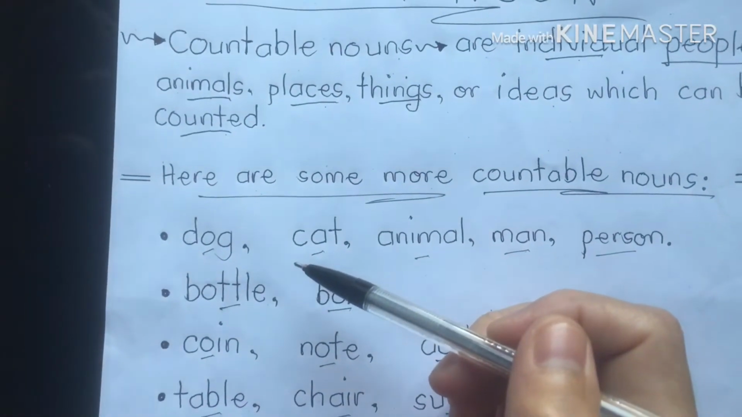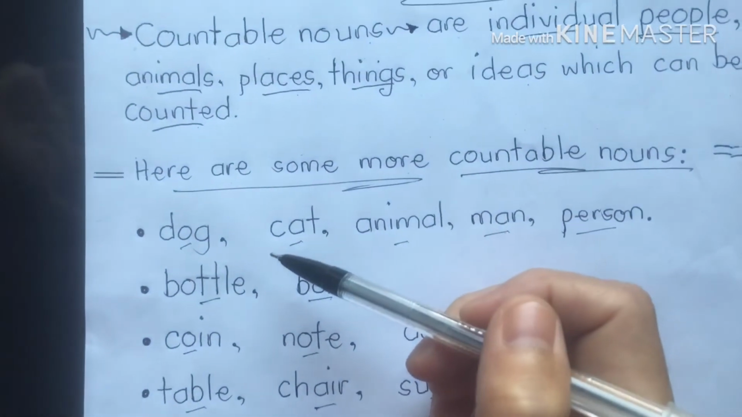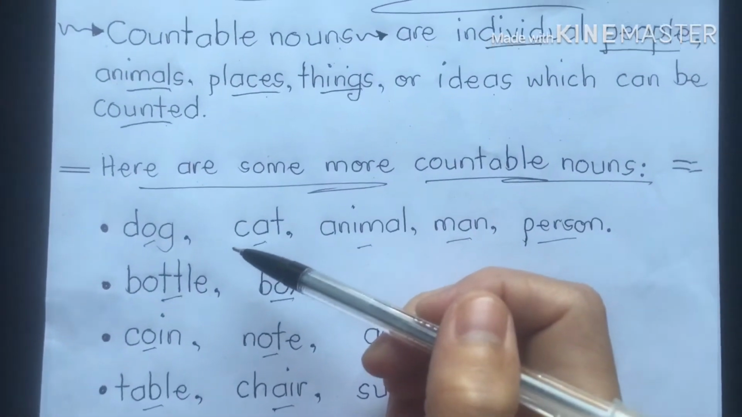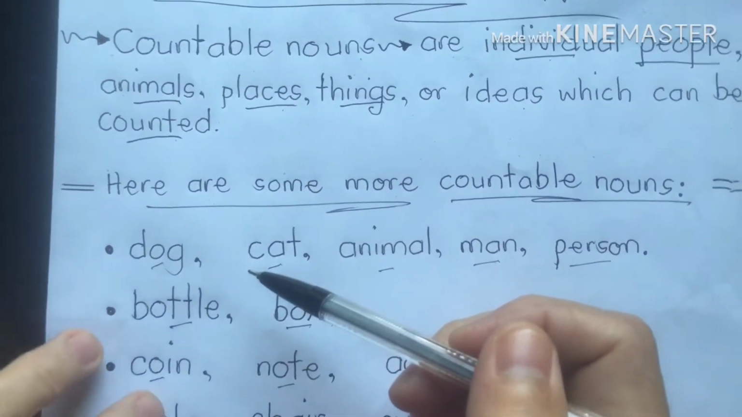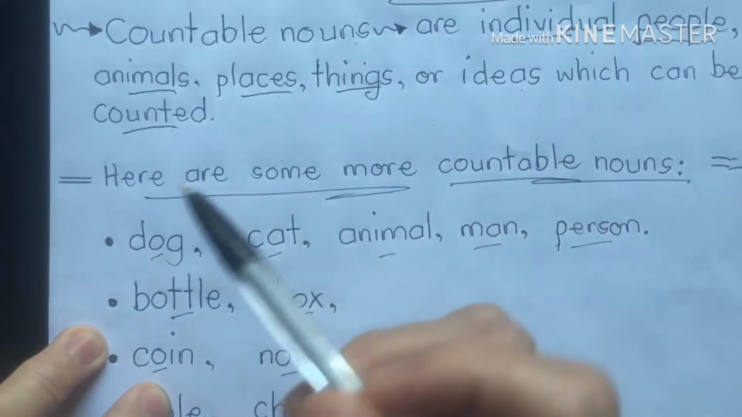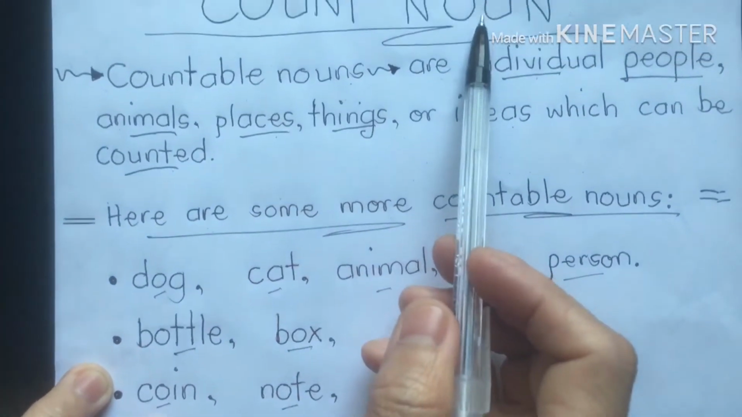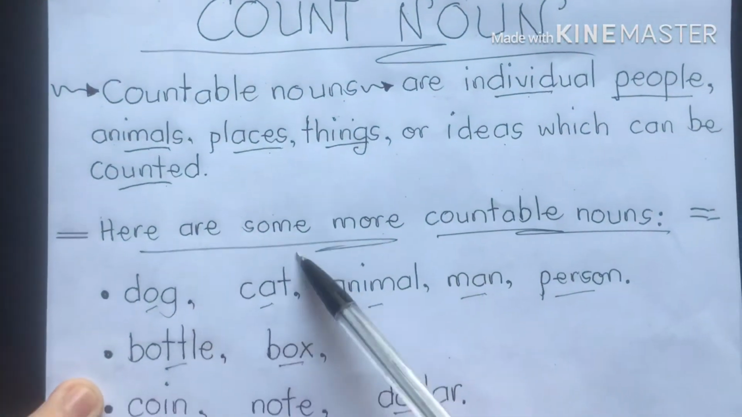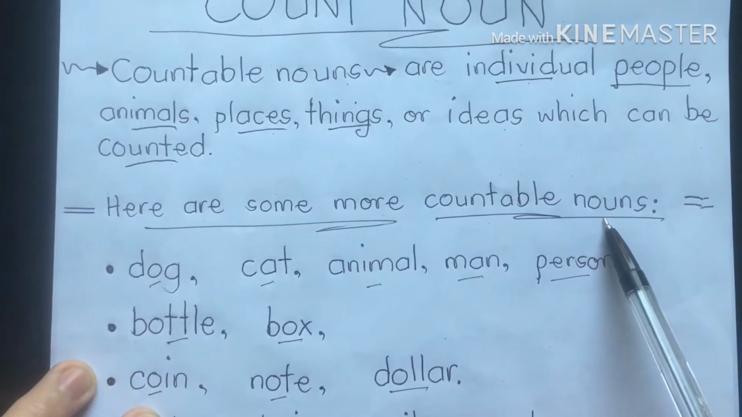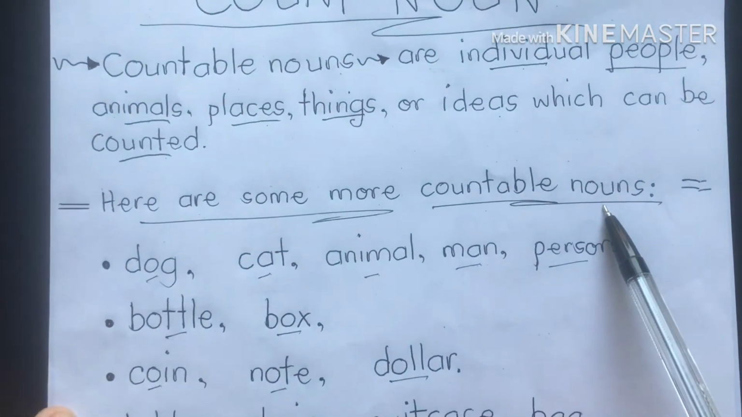Whereas uncountable nouns, we cannot count by piece. We can count them through what we call counters. That's the exact idea. But we're going to concentrate on count nouns. Here are some examples, class.